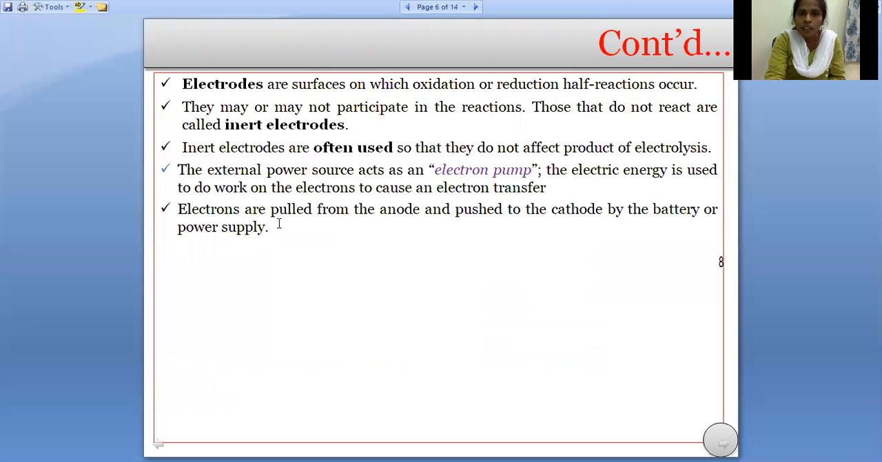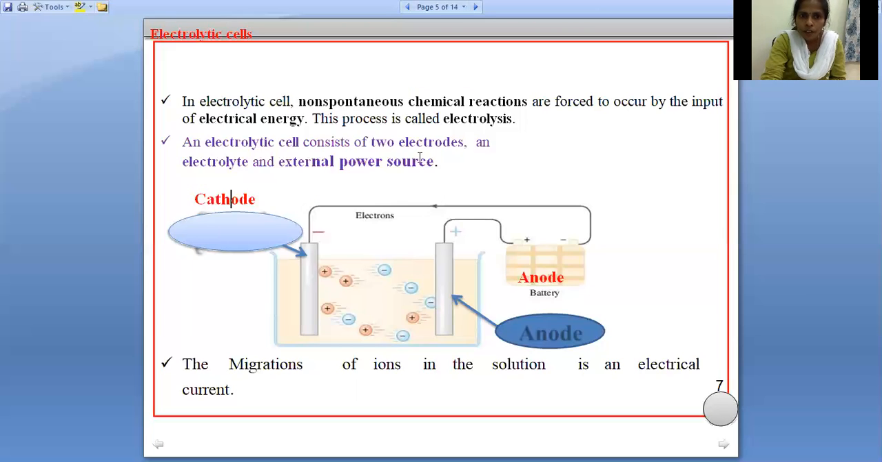Electrodes are surfaces on which oxidation or reduction half reactions occur. So here we have seen the cathode and the anode. Which ions move towards the anode? Anions, that means negatively charged ions. Positively charged ions move to the cathode. What is meant by positive? Positive is nothing but electron deficiency. Negatively charged is nothing but an excess of electrons. Just remember this. I will explain this in the next slide.